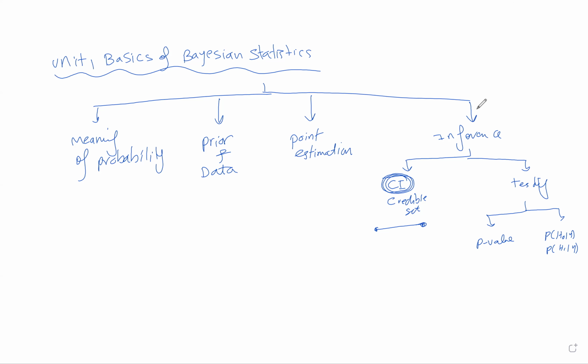Unit 2 talks about the Bayes rule. We covered the Bayes rule, which in general says the probability of the parameter you are interested in given the data, which is the posterior distribution, is proportional to the prior distribution times the likelihood.